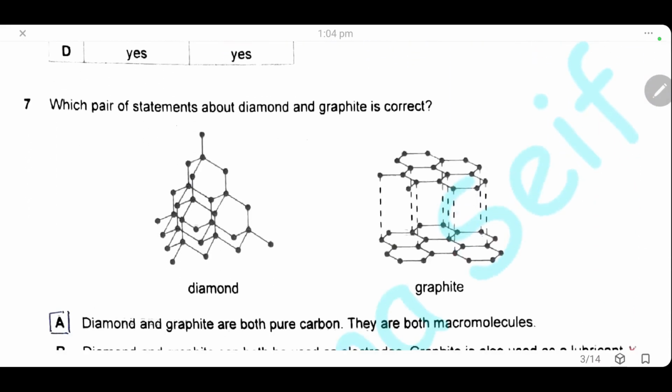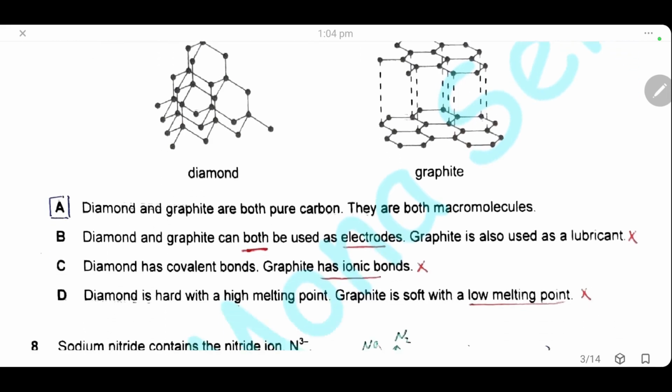Question 7. Which pair of statements about diamond and graphite is correct? Diamond and graphite are both pure carbon. They are both macromolecules. This statement is correct. Diamond and graphite are made only from carbon, and they are both macromolecules. So the answer is A.